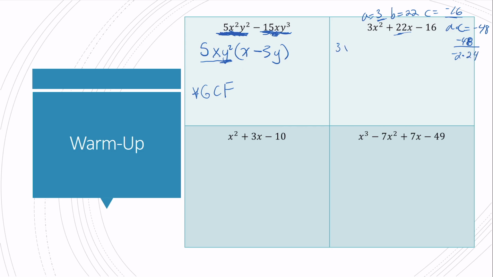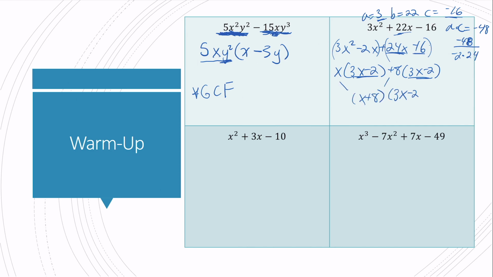So I have 3x squared minus 2x plus 24x minus 16, and then I factor by grouping. The greatest common factor of 3x squared and negative 2x is just going to be an x. The greatest common factor of 24x and negative 16 is going to be 8. So plus 8 times 3x minus 2. Remember, we want these two pieces to look the same. I collect the greatest common factors and what they left behind.